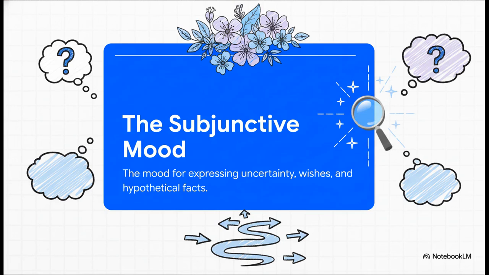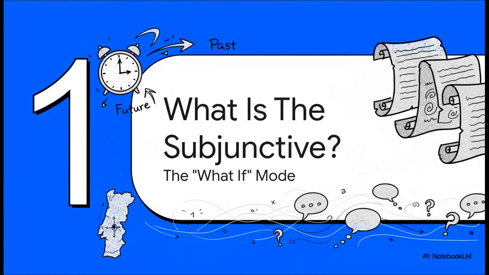So what even is this subjunctive mood? Well, first things first, let's stop thinking about it as a bunch of boring verb charts. Think of it as a special mode you can switch into. It's the tool you grab when you want to talk about possibilities, about hopes, doubts, and hypotheticals, not just plain old facts.